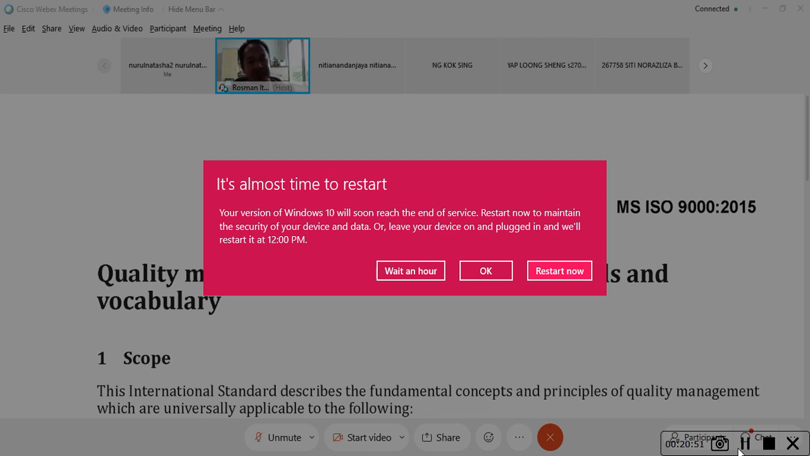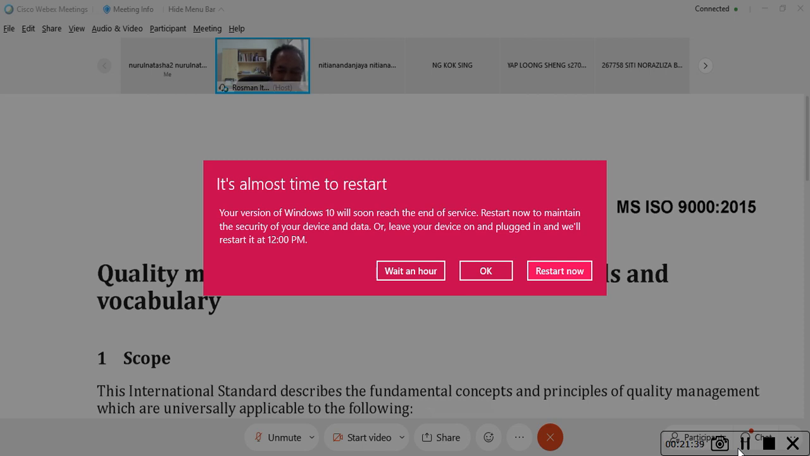So ISO 9000 describes what? It describes the fundamental concepts and principles of the quality management system. That is the basic idea of ISO 9000. So if people ask you what is the purpose of ISO 9000, the purpose of ISO 9000 is to describe the fundamental concepts and principles of the quality management system.